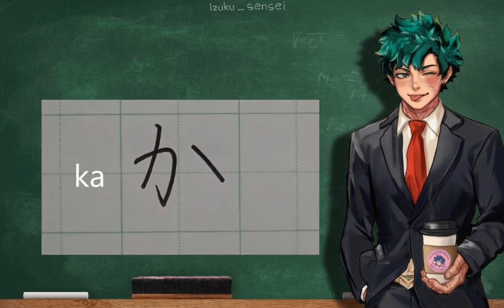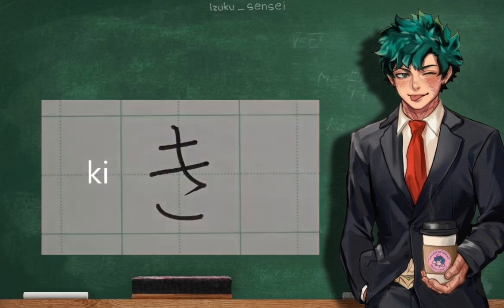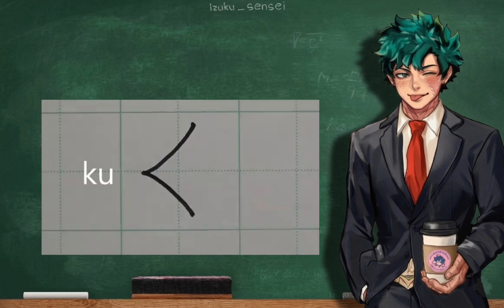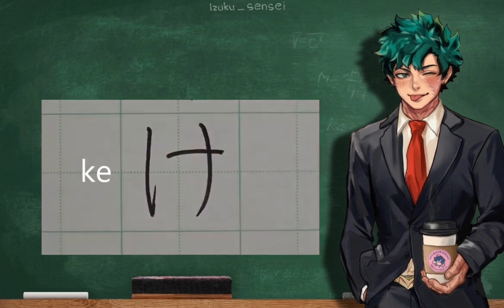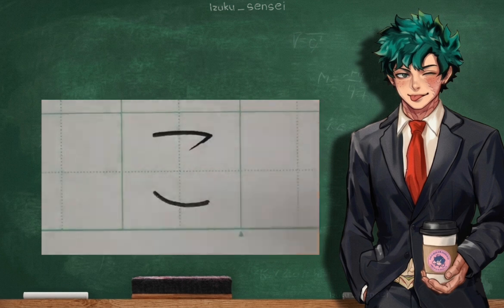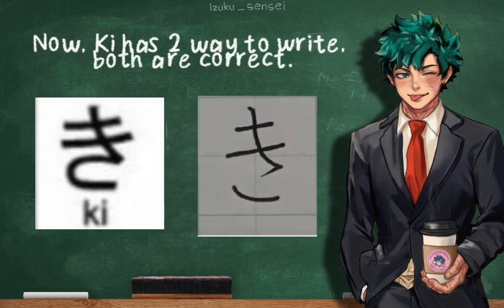Ka, Ki, Ku, Ke, Ko. Now, Ki has two ways to write. Both are correct.